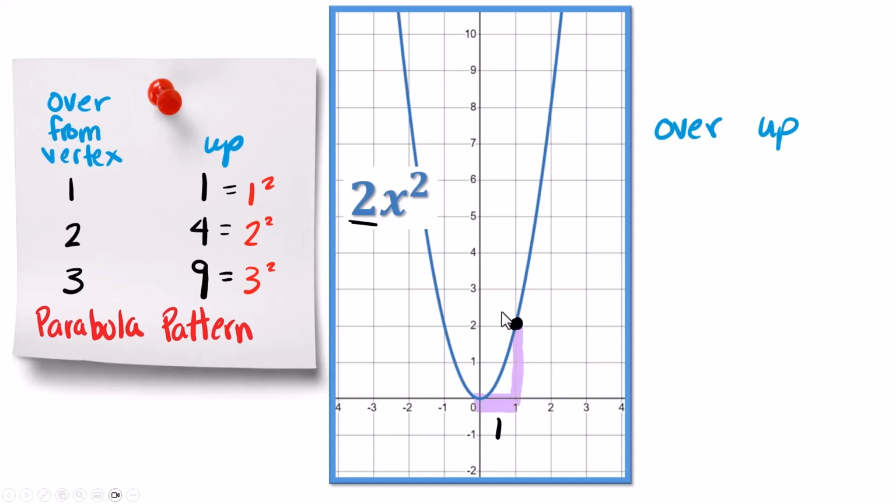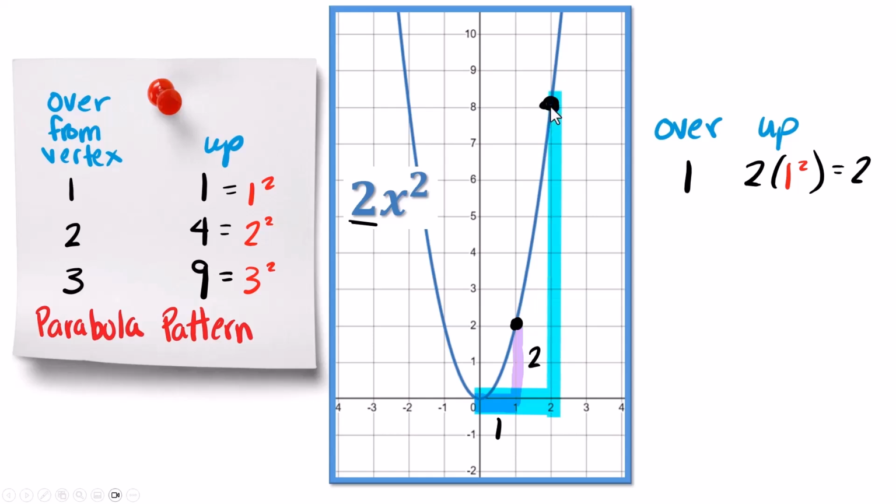So we ended up going over 1 and up 2. Well, 2 is the same thing as 2 times 1 squared. Go back to the vertex and go over 2 units. I have to go all the way up to the 8 before I find a point on the parabola. So when I went over 2, I ended up going up 8. Well, how does that work with this? That's 2 times 2 squared. So I'm still following that same parabola pattern. 1 squared, 2 squared, 2 times 4 is 8.